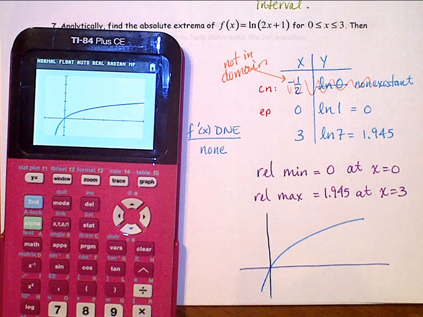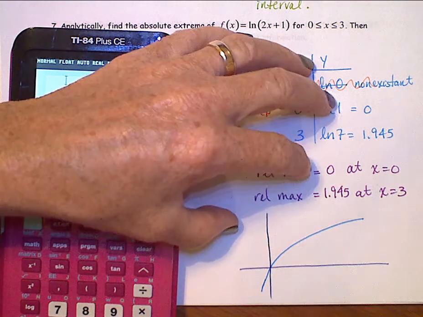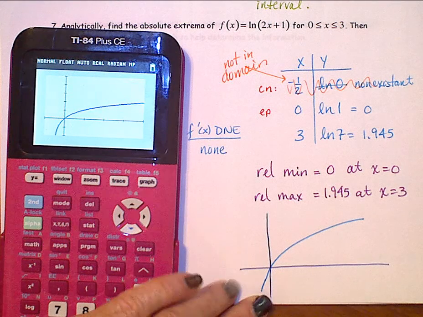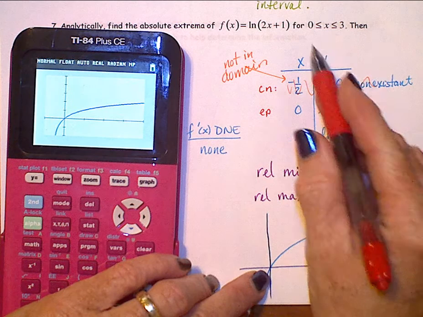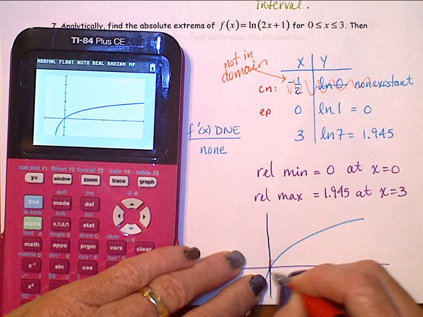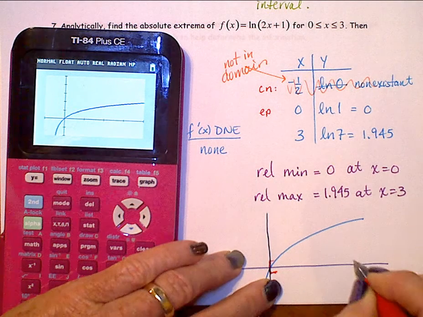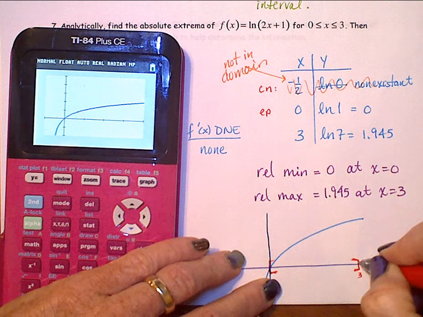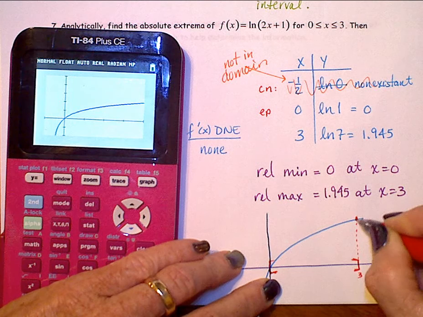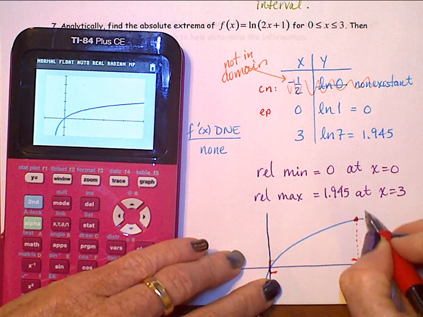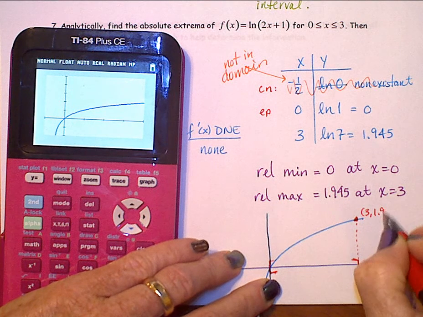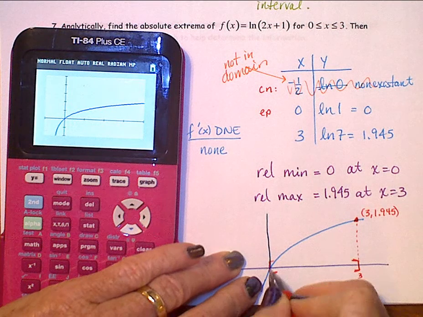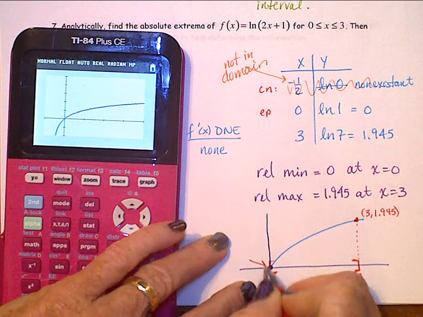If we sketch that graph to verify, that should make sense to you, that that's the shape of a natural log graph. And what do we have on here? For this interval between 0 and 3, we had a relative max right here at 3, 1.945, and a minimum right over here at 0, 0.